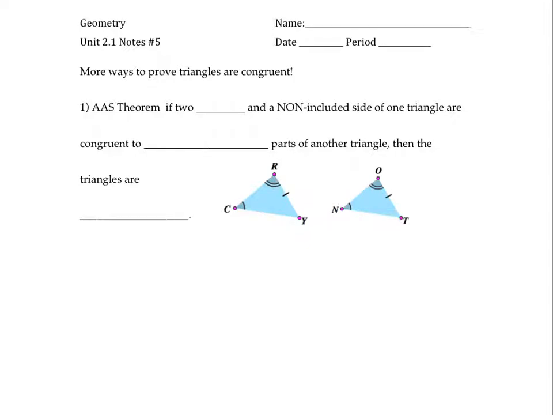Hey everybody, in today's lesson we're going to continue our study of congruent triangles, and we're going to take a look at two more ways to prove triangles congruent. Remember that so far we've studied the side-side-side congruence postulate, side angle side, and angle side angle. So after today we'll have a total of 5 different ways to prove triangles congruent.